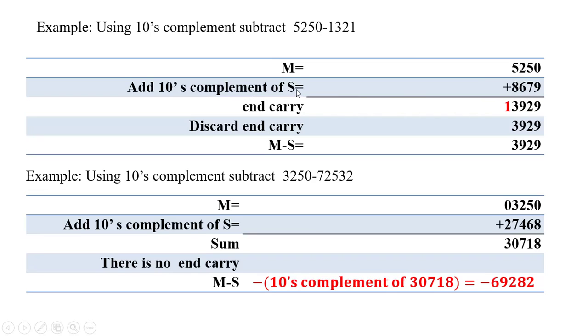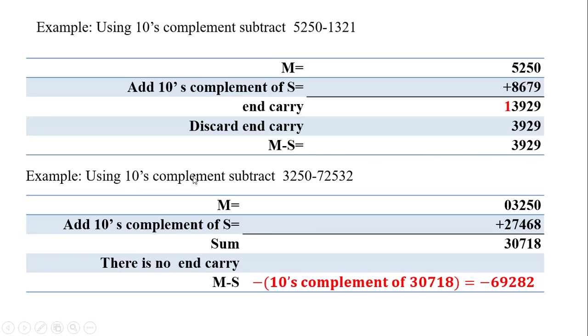Add the tens complement of the subtrahend to the minuend. When we add these two numbers, we get an end carry. This is a 4-digit number, and this is a 4-digit number, so the difference should be in 4 digits. This is the end carry. In tens complement subtraction, we discard the end carry. So this is the result, the difference: 3929. So M minus N, minuend minus subtrahend, equals 3929 in decimal.